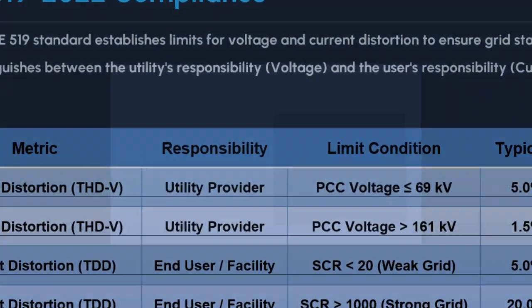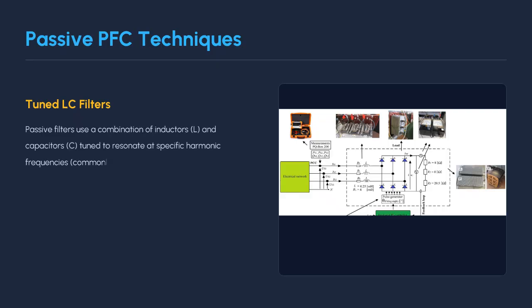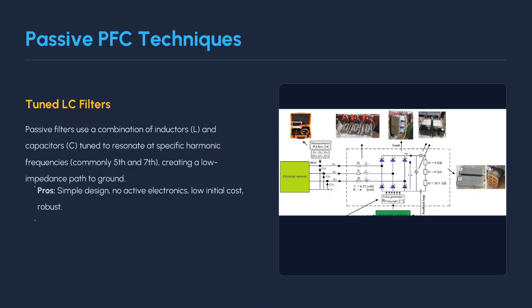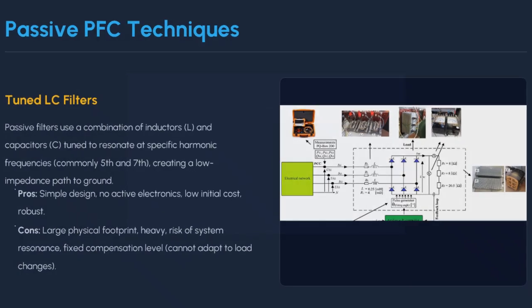Passive PFC techniques. Historically, and still commonly used for PFC, we have passive LC filters. These use inductors and capacitors tuned to resonate and absorb specific harmonic orders, such as the fifth and seventh. The advantages are simplicity, robustness, and low cost. However, they are fixed, meaning they can't adapt to changing load profiles. They are also bulky and, crucially, they introduce a risk of parallel resonance with the upstream system, potentially amplifying harmonics instead of suppressing them.